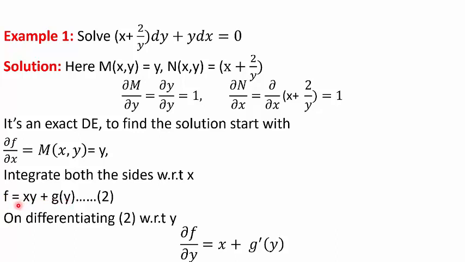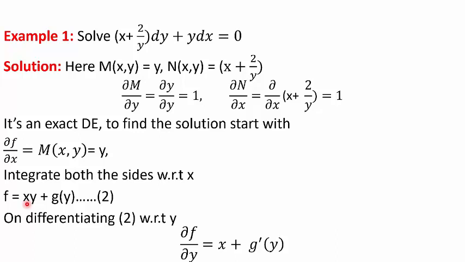If you want to check, let's differentiate this f. We'll get del f by del x. I'm differentiating with respect to x. Del f by del x is equal to y plus 0. Had there been some terms of y, they would become 0 on differentiating. So this is something which is unknown. So let's take it as g(y).